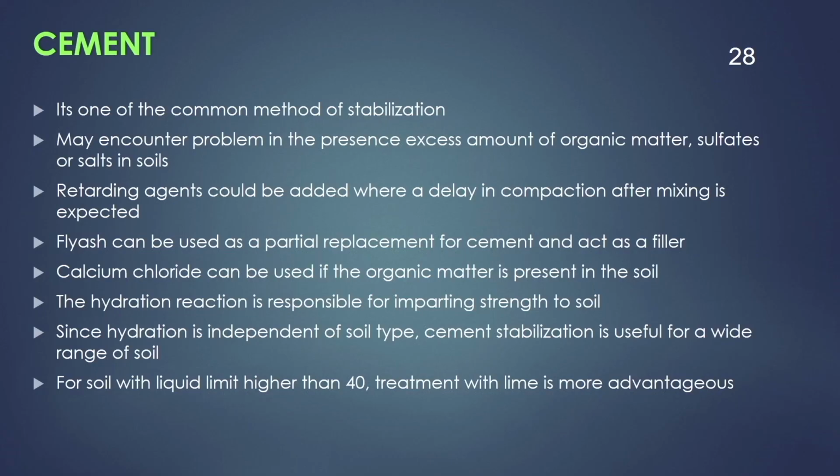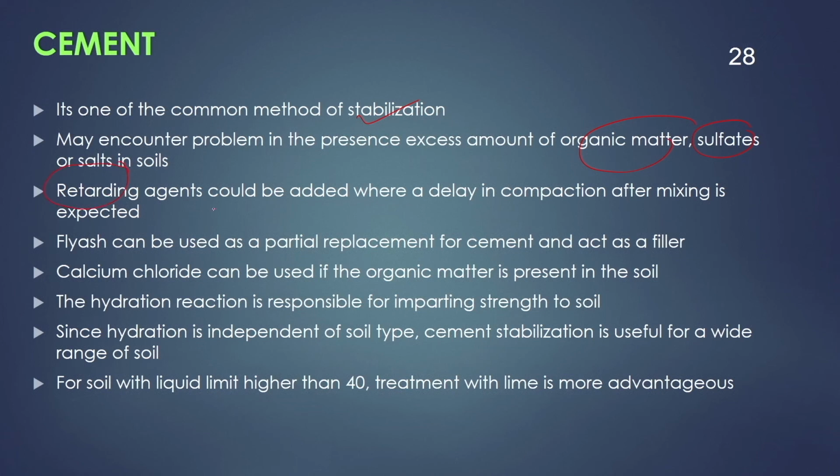By adding cement to the soil, we can gain a large amount of strength, and this is one of the most popular methods used around the world. This is a very common method, and it can encounter a problem when there is organic matter or sulfate present in the soil. When we add cement to the soil, the cement hardens faster. So if we are not compacting the soil immediately, then we have to add some retarding agent.